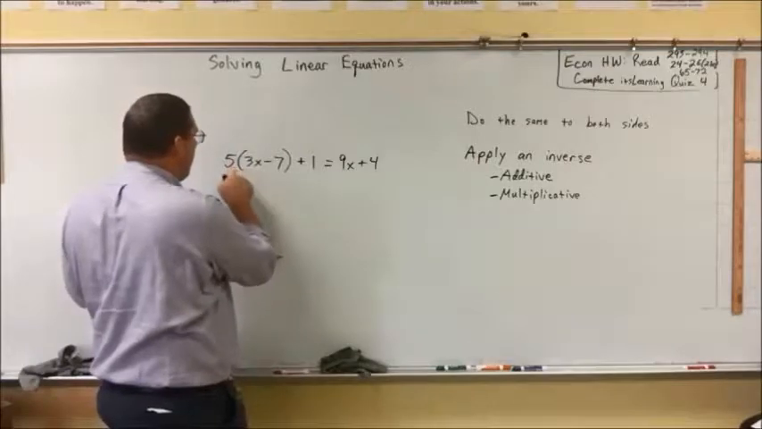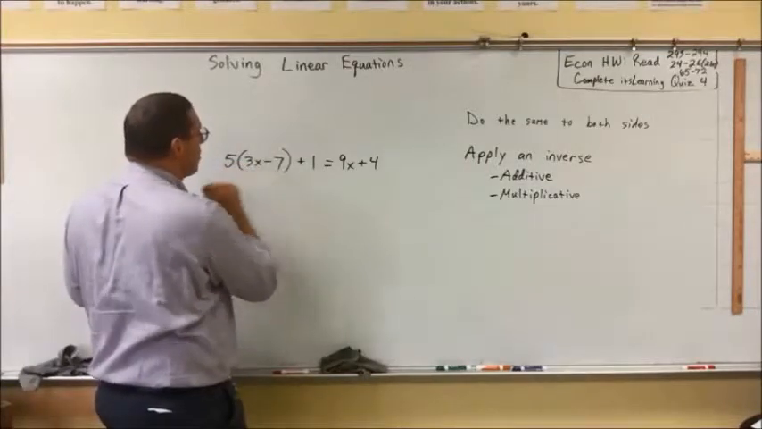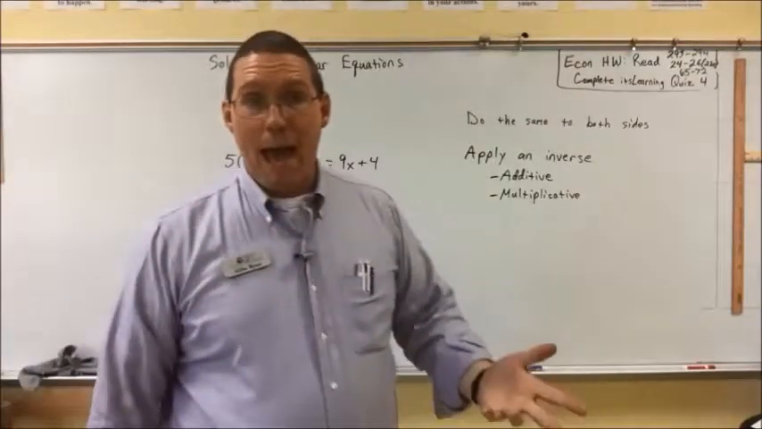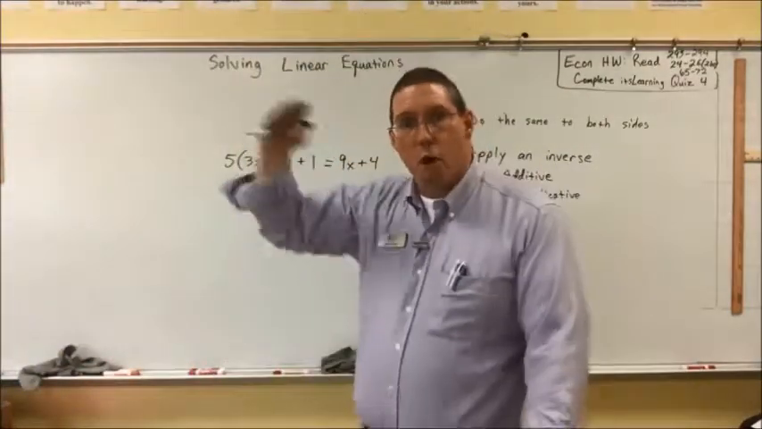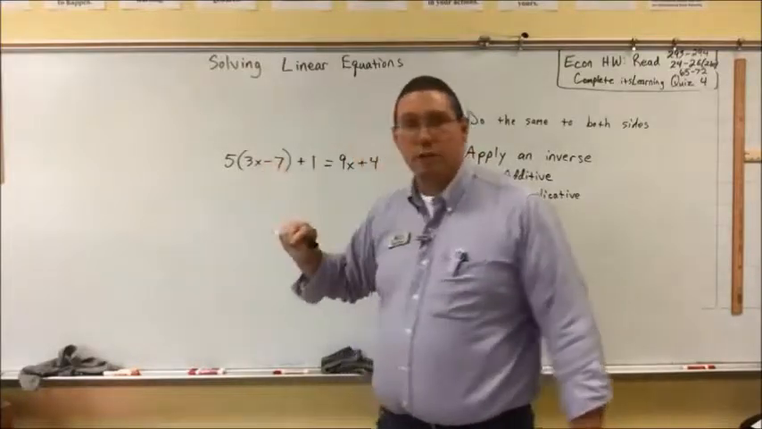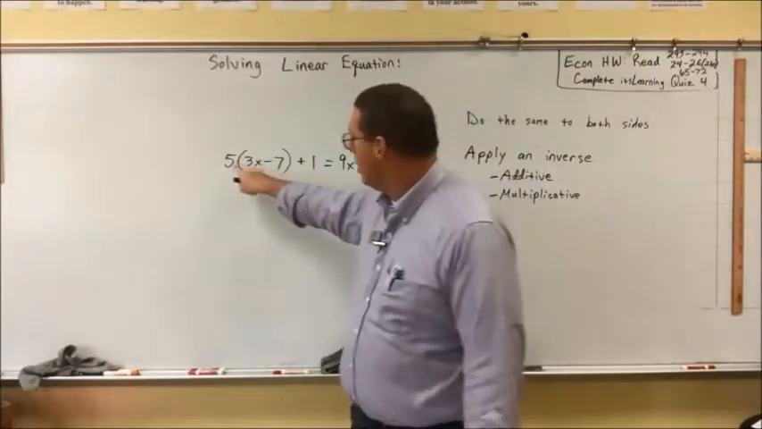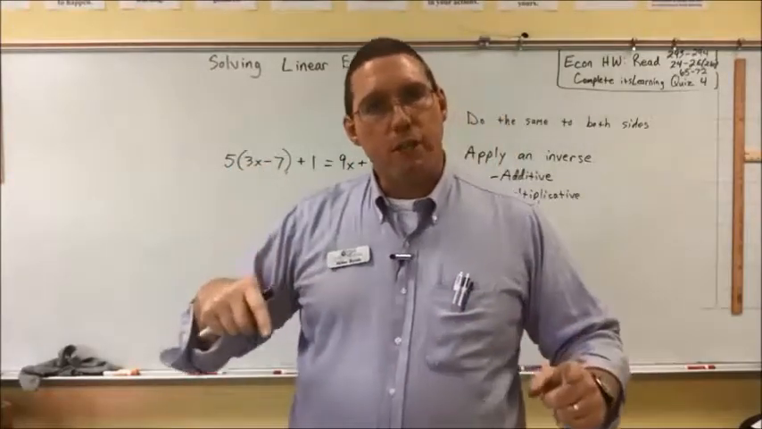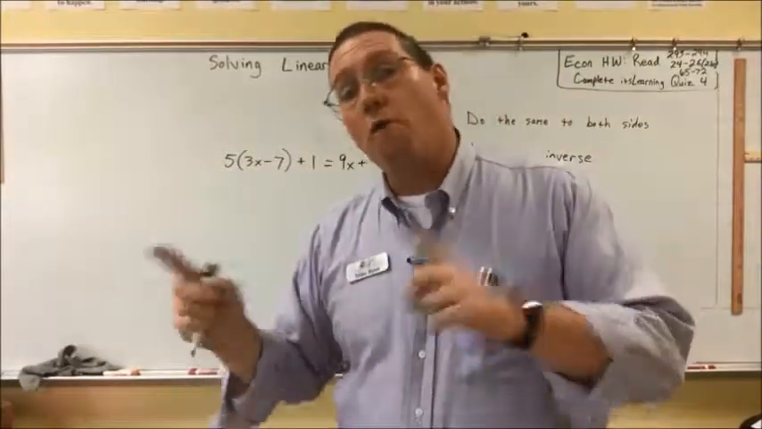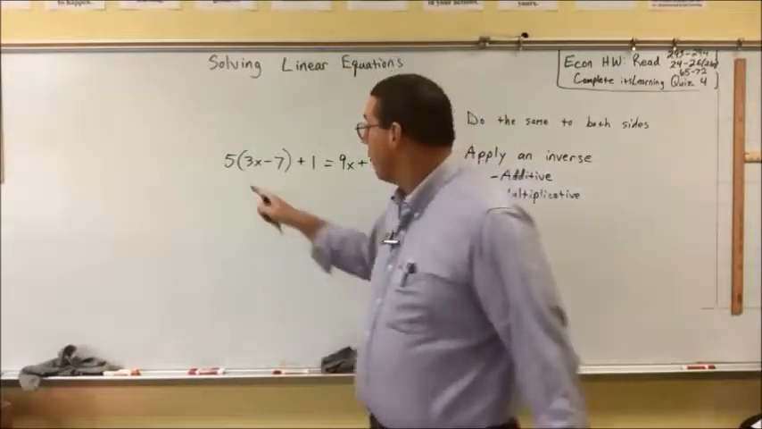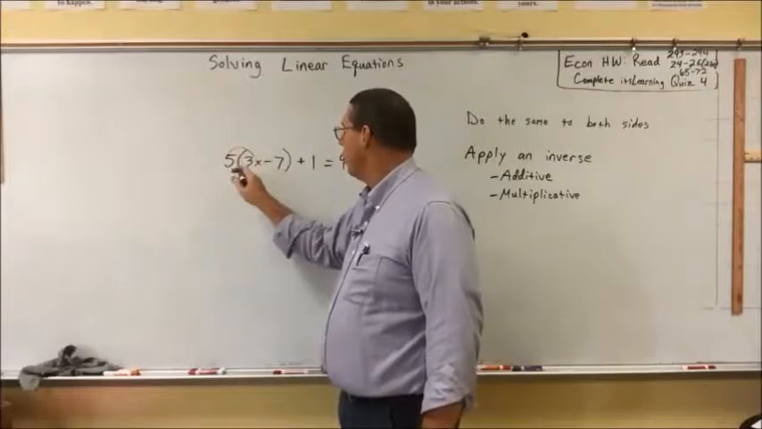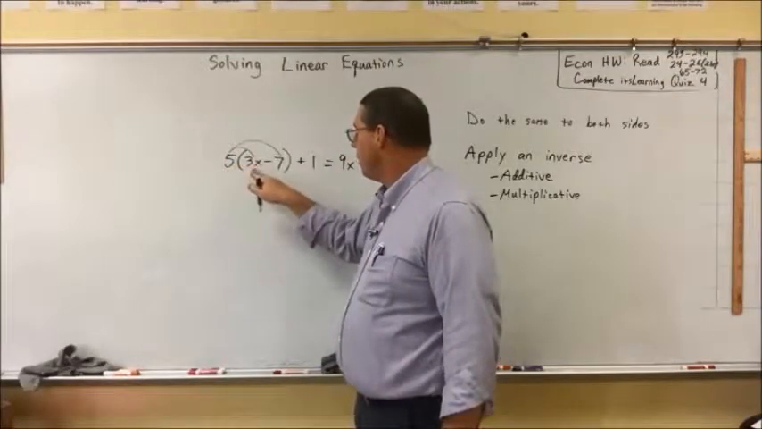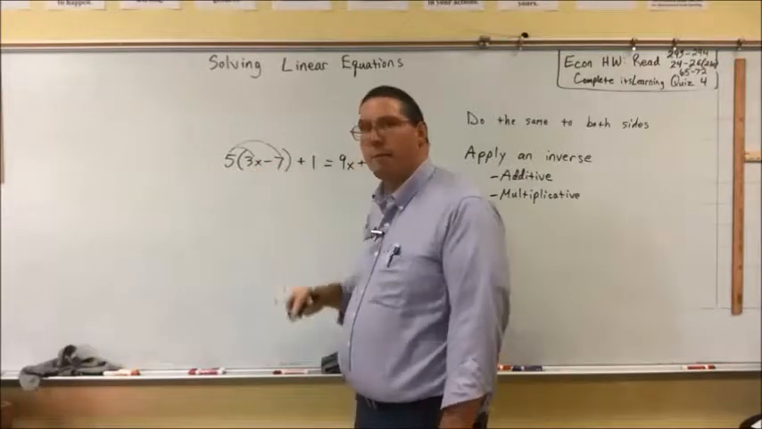But do you see this 5? This is 5 times everything inside of here. So I have to distribute, because in the house of math, multiplication lives over top of addition and subtraction. And because multiplication lives over top of addition and subtraction, multiplication and division can be distributed over addition and subtraction. And therefore, this can be distributed over 3x and minus 7. So the 5 has to be multiplied by 3x, and it also has to be multiplied by minus 7.